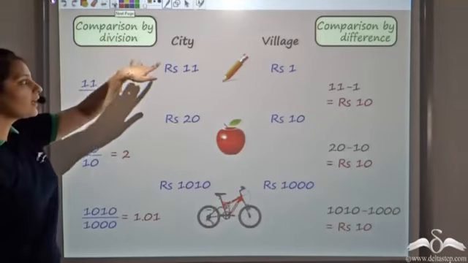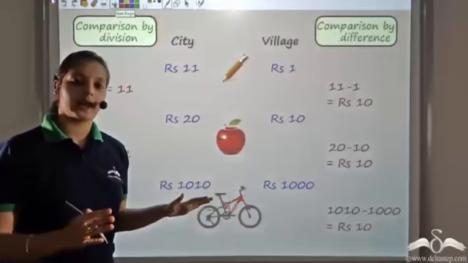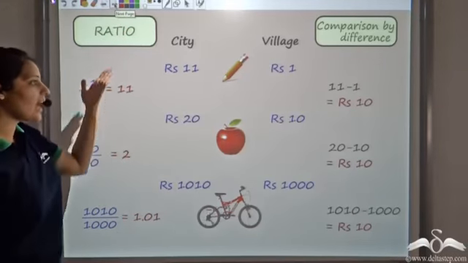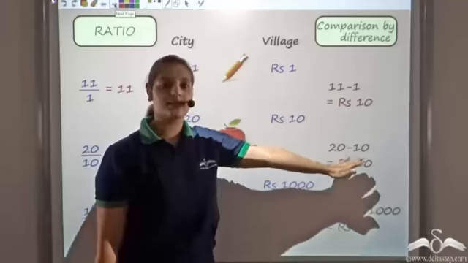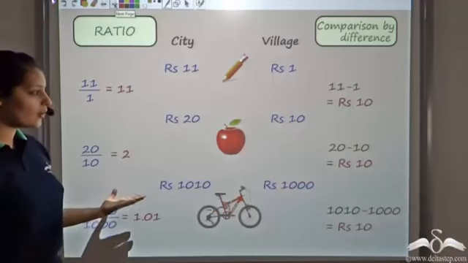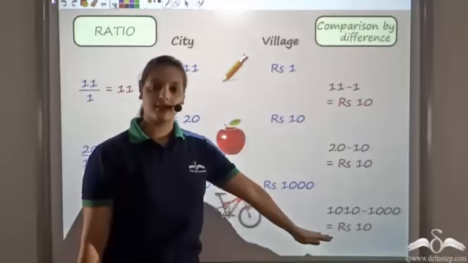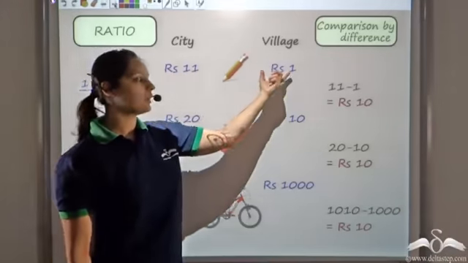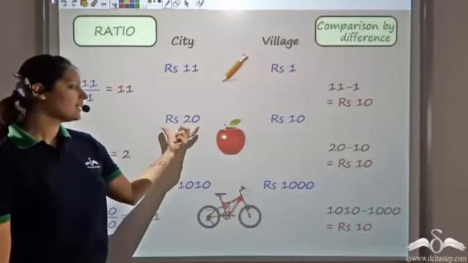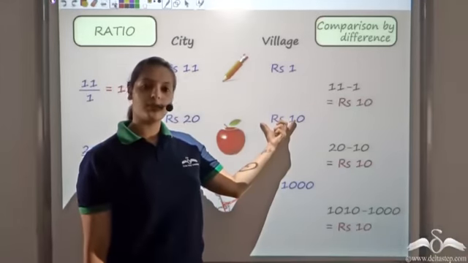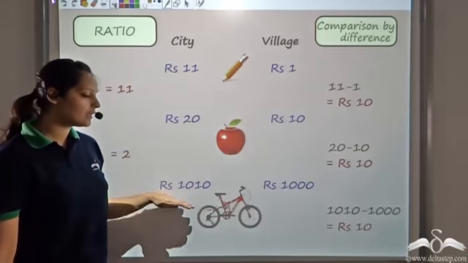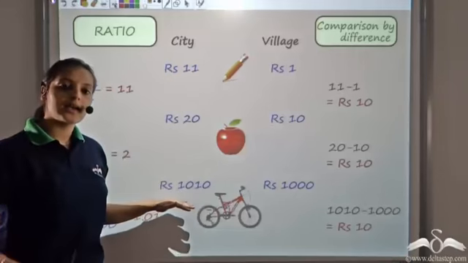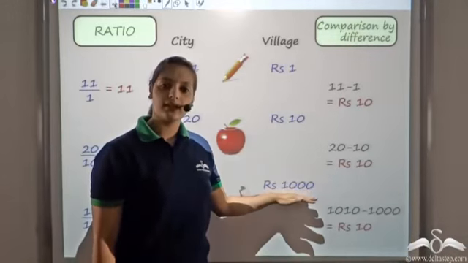Now, if I compare two objects of the same type by division, I call this comparison a ratio. Now, why do we have ratio when we could already compare things by difference? Well, you can clearly observe here that the difference in each case is the same, which is 10. That says that the price in the city is 10 rupees more than the price in the village. Again, the price in the city is 10 rupees more than the price in the village. And for the third case too, I get rupees 10, which is that the price of the cycle in the city again is 10 rupees more than the price of the cycle in the village.